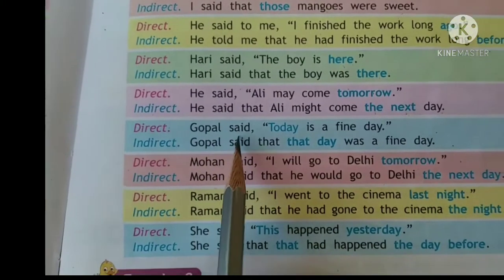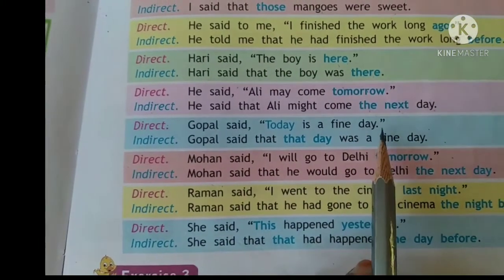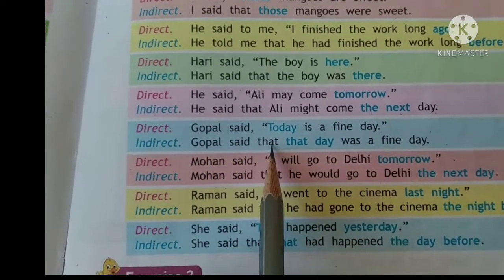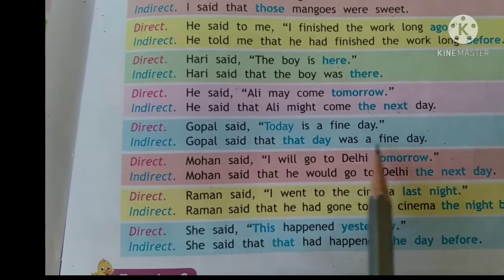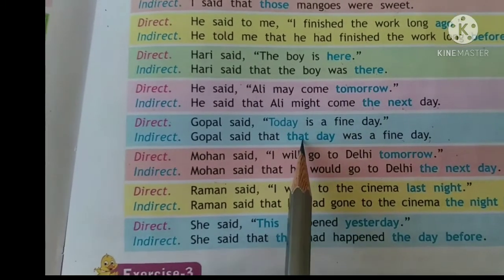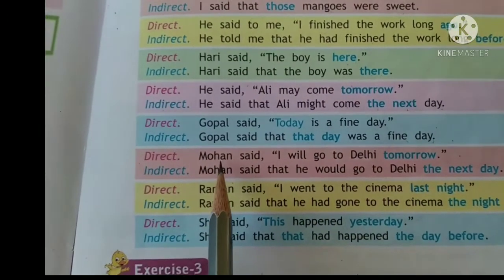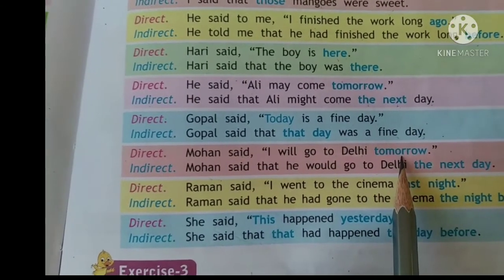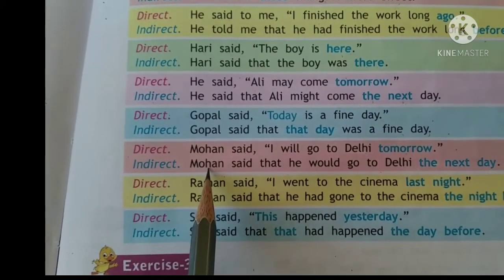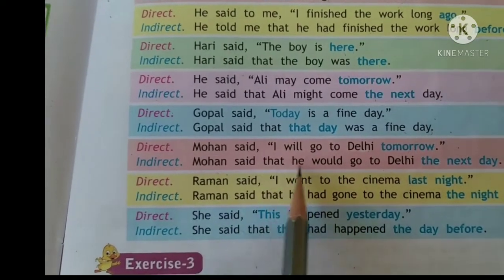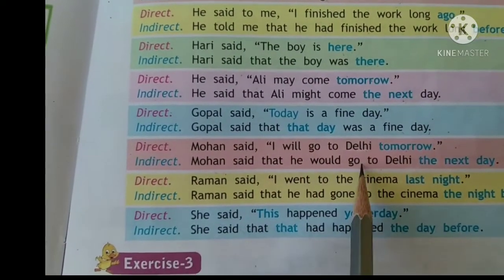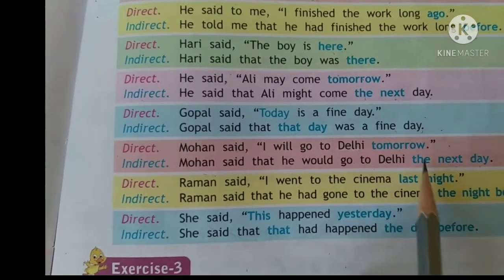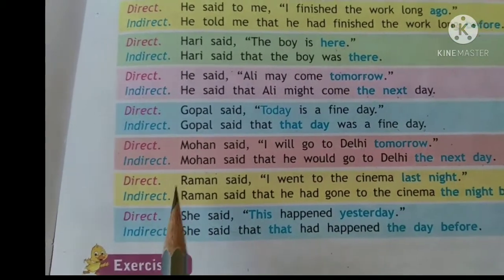Gopal said, today is a fine day. So in indirect, it will be Gopal said that that day was a fine day. Today will become that day. Mohan said, I will go to Delhi tomorrow. So in indirect, it will be Mohan said that he would go to Delhi the next day. Will becomes would, and tomorrow will become the next day.